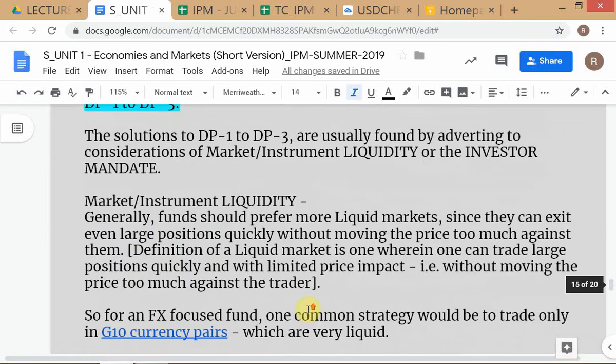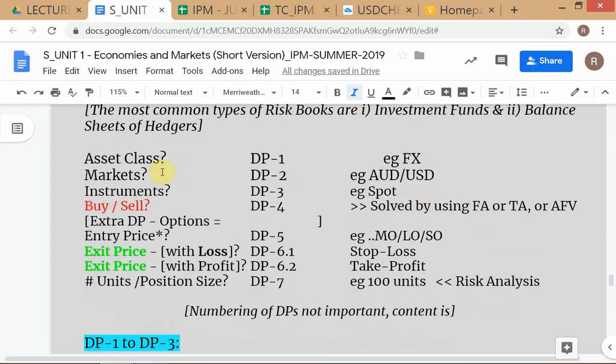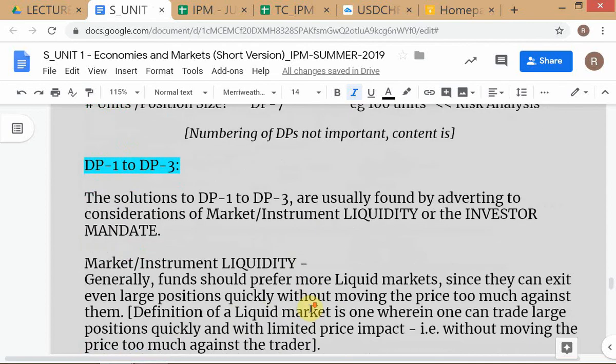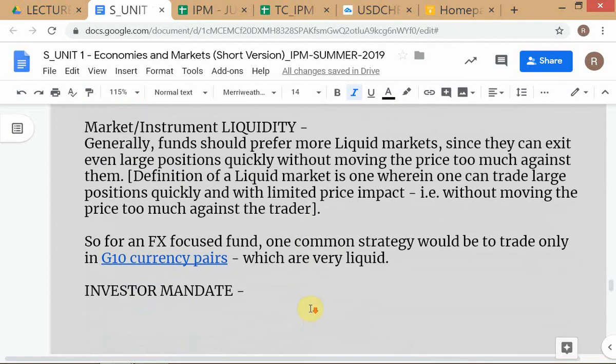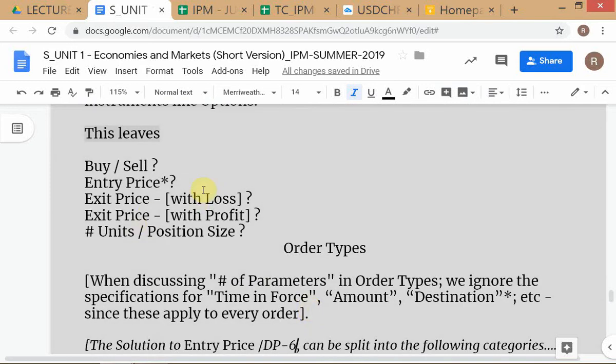When we are talking about the decision problems for the management of a risk book, which in this case is an investment fund, this particular numbering is not so important. It's the problems themselves that are more important, as long as you remember what the problems are. This is just common sense. Actually, if you sit and think about it, it's quite obvious. There may be some numbering errors in what you see in the notes, but we are still talking about how to enter, what is the entry price.